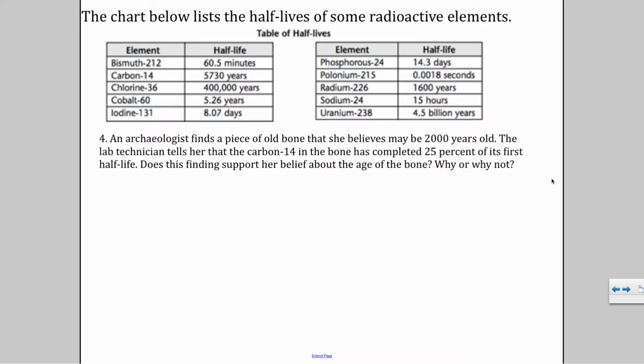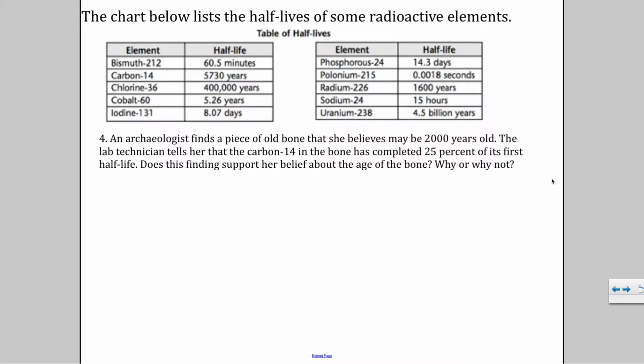Why or why not? What is the question really asking us? No, that's not what the question is asking us. Is the bone 2,000 years old? That's what the question is asking. And if it is, why? And if it isn't, why? It's asking, why is she right or why is she wrong?